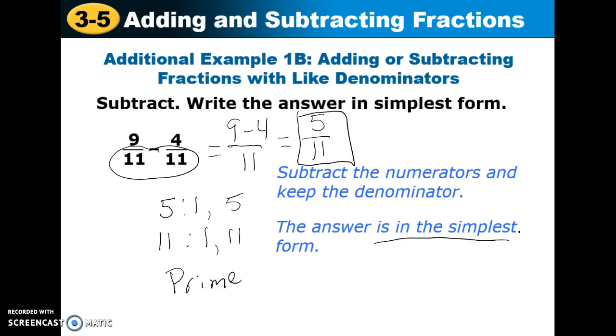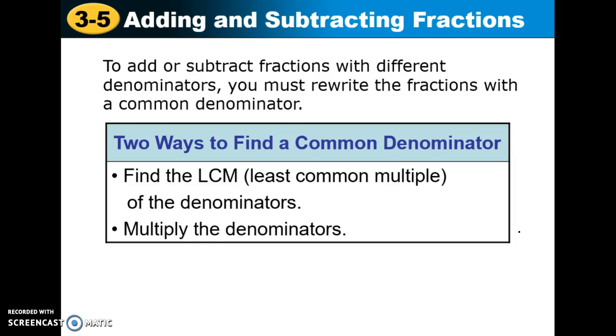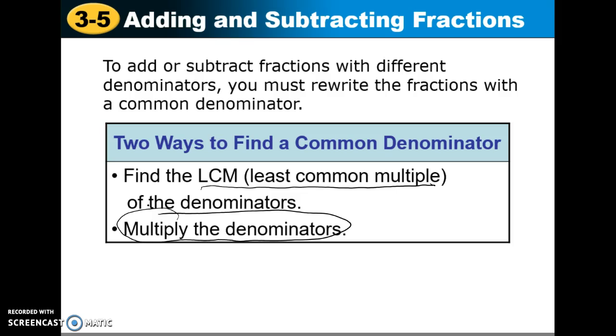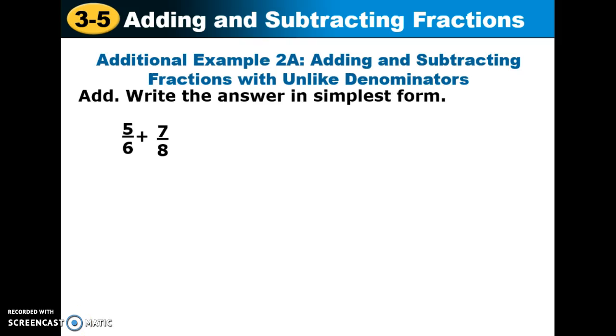Yay! Easy. Alright, let's talk about unlike denominators. If you have an unlike denominator, you got to find a common one. 2 ways to find a common denominator. Way number 1, find the LCM. Way number 2, just simply multiply the denominators together. It will always give you a common denominator. Alright, let's give it a try.